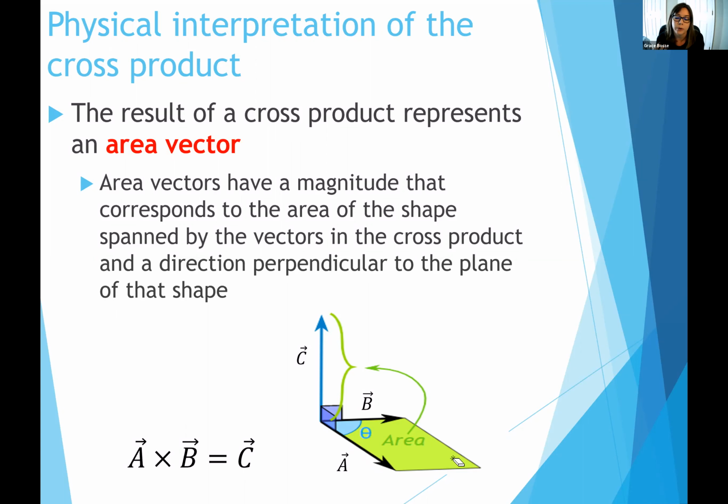So that's the physical interpretation of what the cross product is actually doing. That's what this new vector represents. It's a new vector whose magnitude represents the area spanned between the two vectors in the cross product. And the direction of this new vector is perpendicular to the area spanned by the two vectors in the cross product. So always come back to this picture and remind yourself of the directions and why the vector is pointing in a certain direction or another.